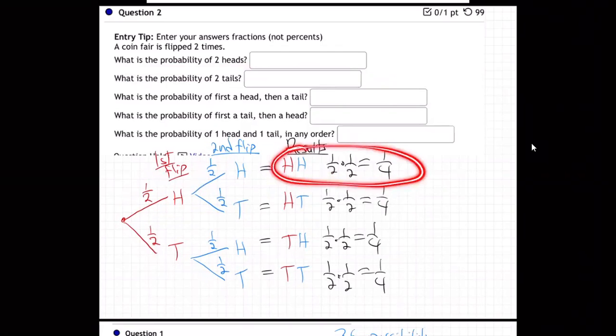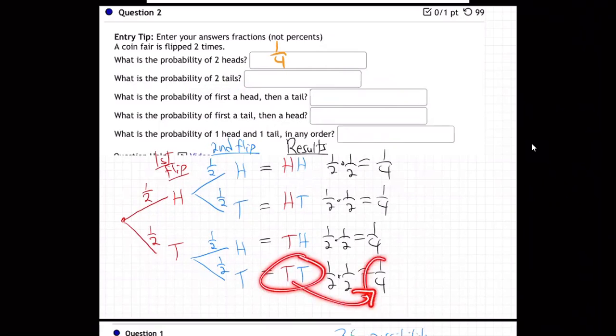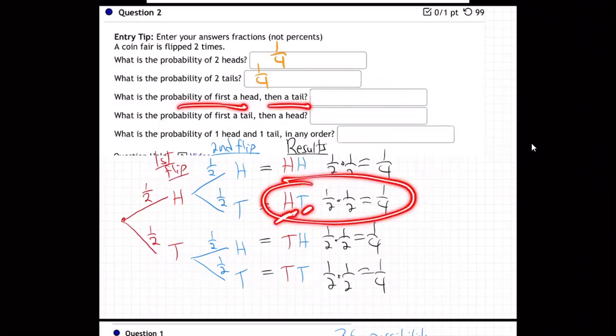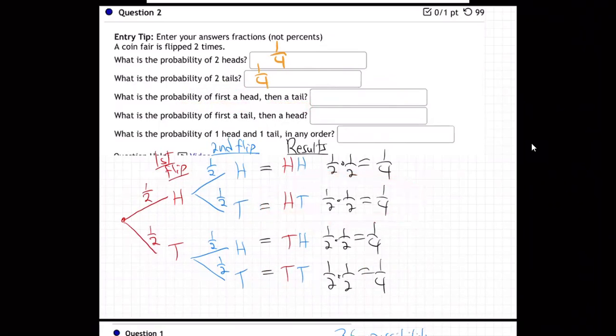Okay, so up here, what's the probability of 2 heads? Well, 2 heads is 1/4. So I'll write that down now for us. 1/4. What's the probability of 2 tails? Well, 2 tails is also 1/4. What's the probability of first a head, then a tail? Well, that's right here, isn't it? First a head, then a tail, 1/4. These are all coming out of 4. Next one, first a tail, then a head. Right here. First a tail, then a head, 1/4.